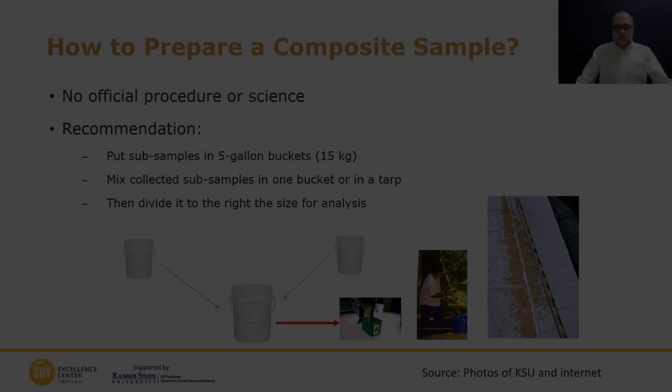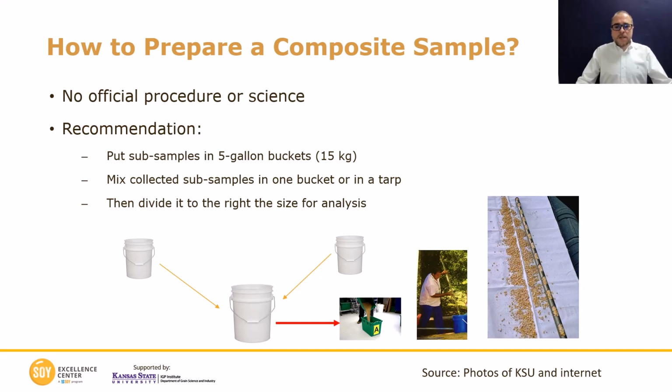We always have the question: if we take subsamples from a specific lot, how do we prepare that composite sample? Well, in reality, there's no official procedure or science behind it that we're aware of, but we have different recommendations that we could suggest in order for you to take those subsamples and mix them to create that composite and representative sample. Among them are to put the subsamples in 5-gallon buckets, which hold somewhere around 5 kilograms by weight. Mix the collected subsamples in that bucket or on a tarp, then divide it to the right size of that sample, or cut sample, for analysis.